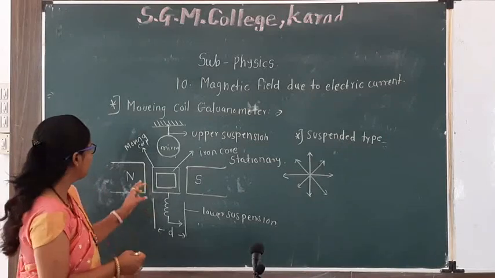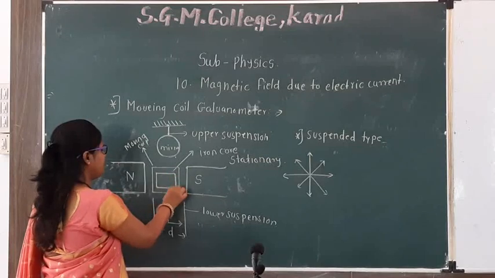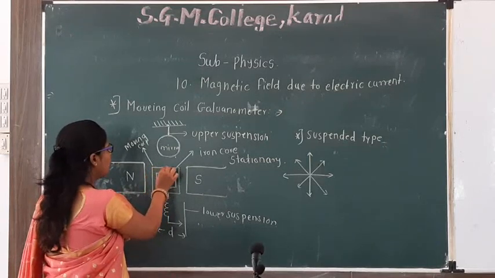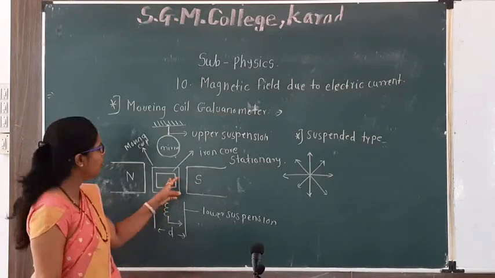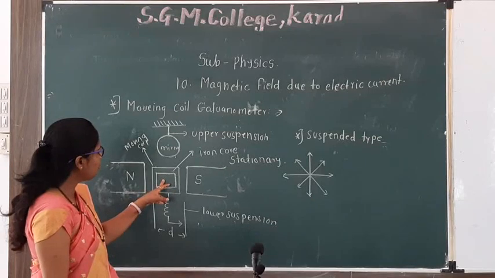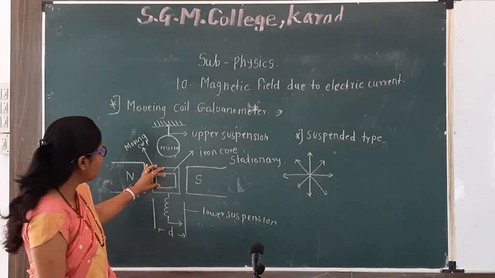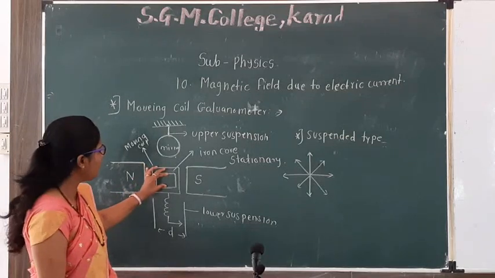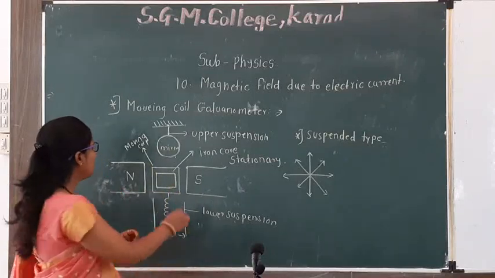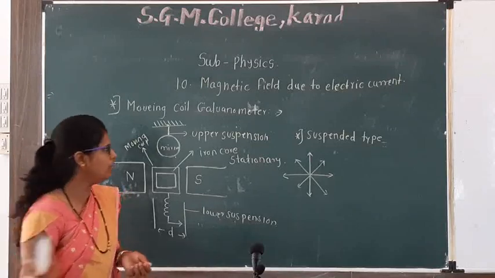Now this coil can rotate freely, so the coil produces a torque. That torque is produced by the magnetic field inside this coil. So the torque is produced when current is flowing through this coil.